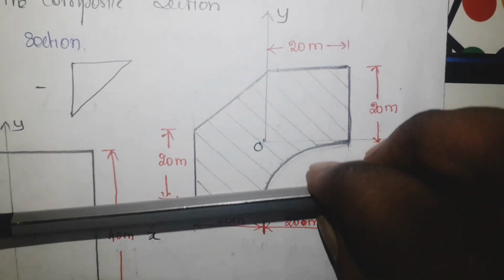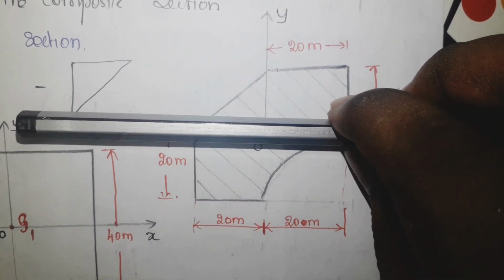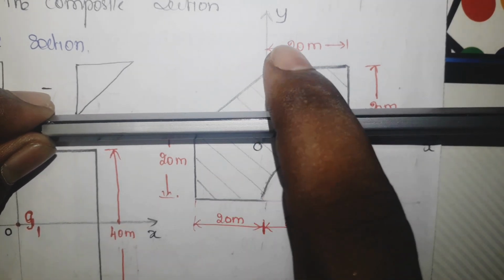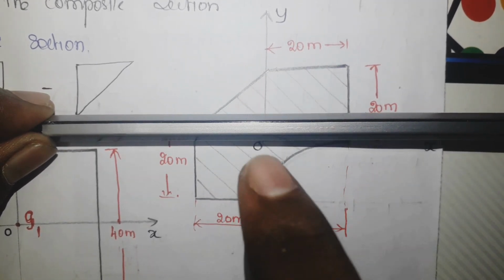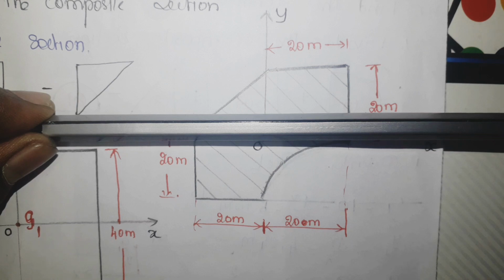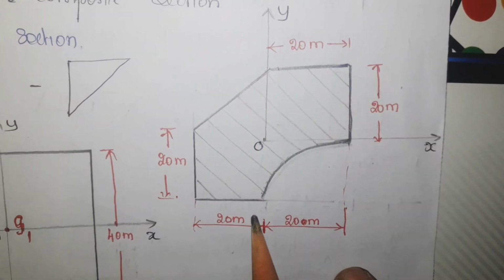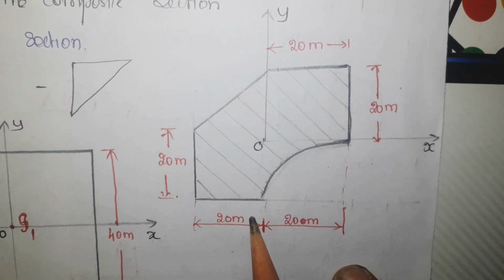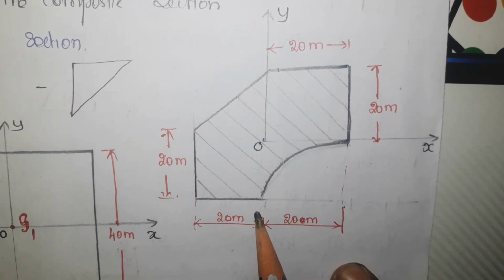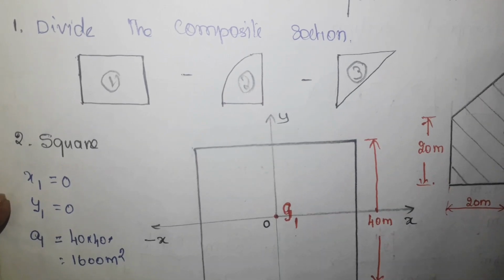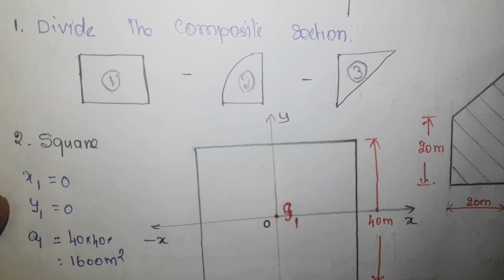Similarly, I am going to cut this object using the x axis like this. Now this is one part, this is the second part. You see here, these two parts are not symmetrical with each other. So I cannot find x bar and y bar directly, since this is not symmetrical with respect to both x axis and y axis. There are three steps to find the centroid.